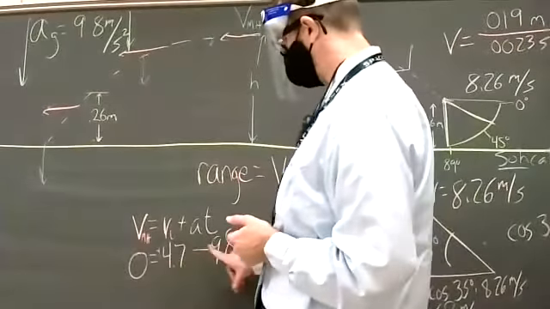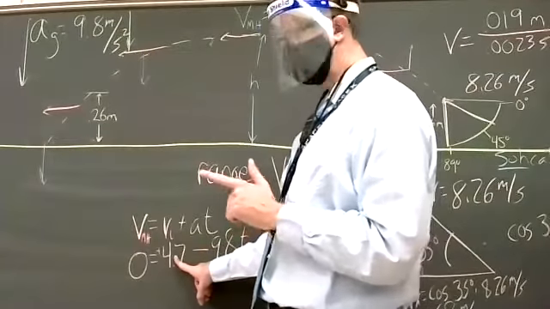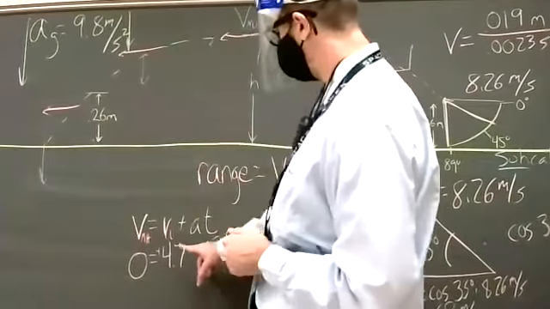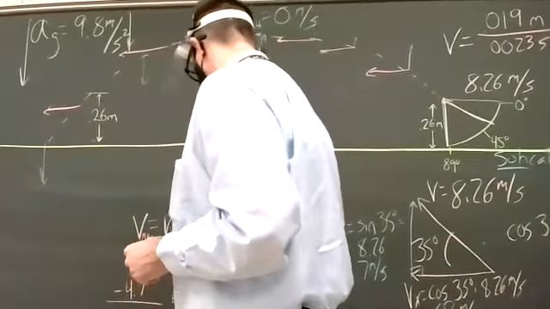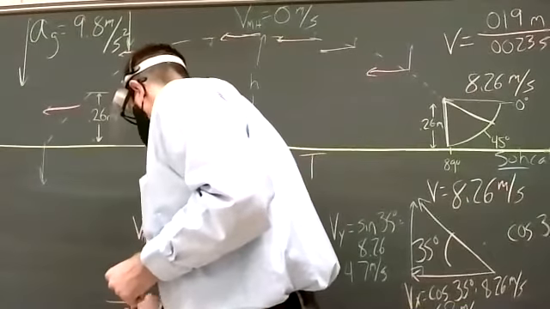You don't subtract 9.8 from this. Okay, don't do that. That's not what you would do in math class. You'd subtract this from both sides, and then divide both sides by negative 9.8.